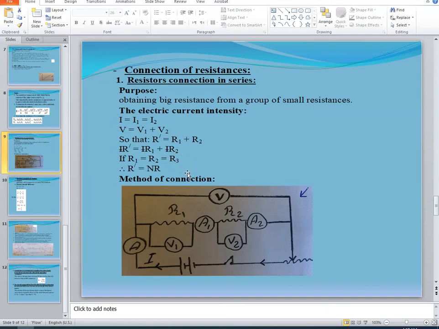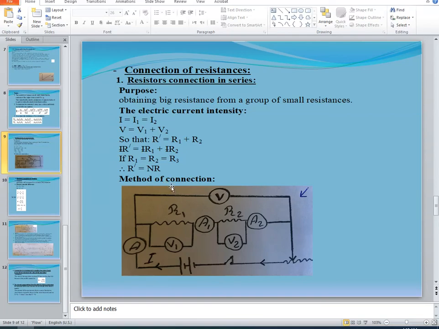If we say that R1 equals R2 equals the same value R, it's easier than saying R equals R1 plus R2 to say R equals N times R. We will take only one value for R, and instead of the summation of all these numbers together, you can put only the number of resistors. So here R dash will equal N times R. It will be in one case only, when the R's equal one value.